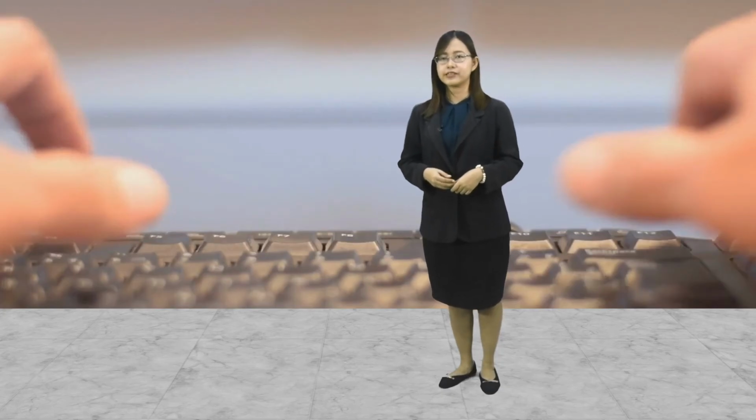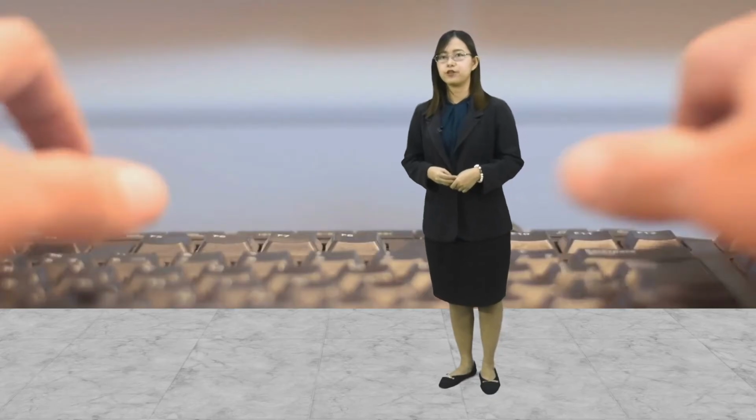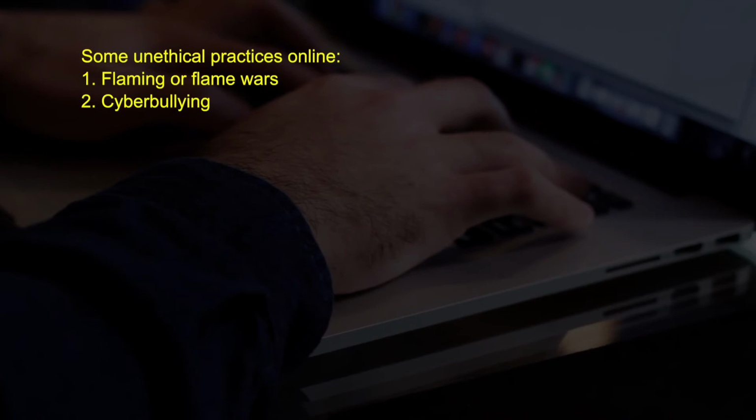But what kind of bad behavior can we see online? Here are some of the unethical practices you may encounter online. First, flaming or flame wars. These are online fights with offensive and hostile language. It's normal for people to disagree, but because of the lack of inhibitions online, some people can take it too far. Second, cyberbullying. This is the repeated electronic posting of mean-spirited messages about a person. Cyberbullying can be just as harmful as bullying in real life.